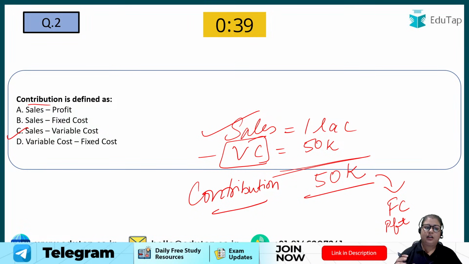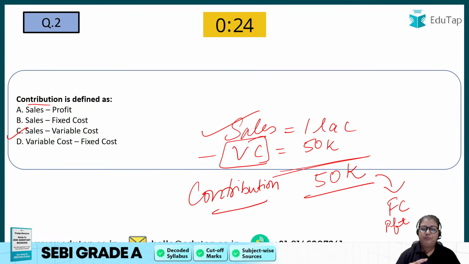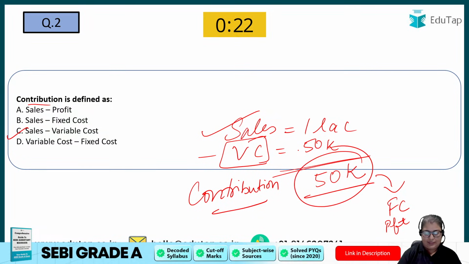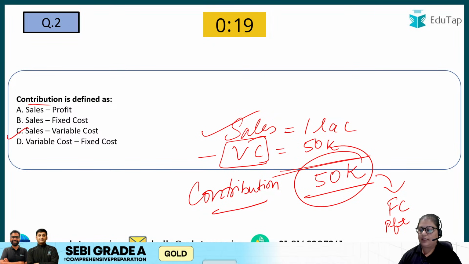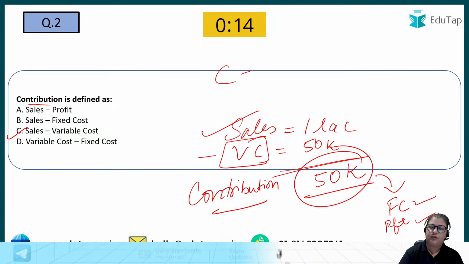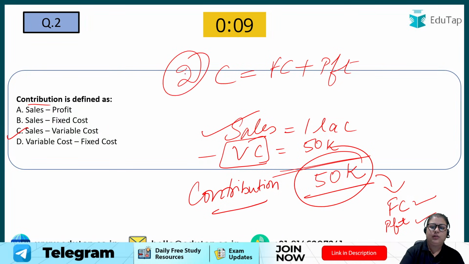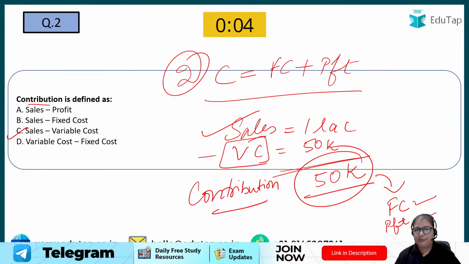Questions might come. This is a very basic question, but yes, numerical questions might come. So for contribution, you should remember that it's sales minus variable cost. And I will tell you on this slide that there is one more formula for contribution. Like I told you, this contribution of 50,000 in my case will contribute to two things, my fixed cost and my profit. So the second formula is: contribution equals fixed cost plus profit. Okay? I hope you have understood this. Let's go ahead.